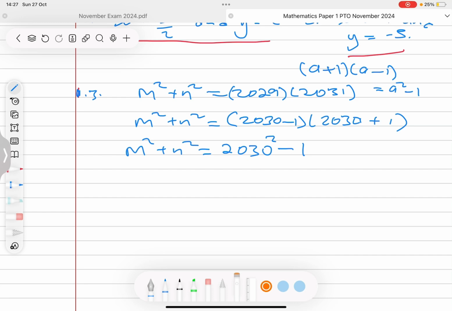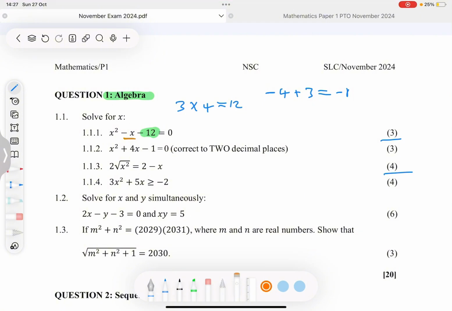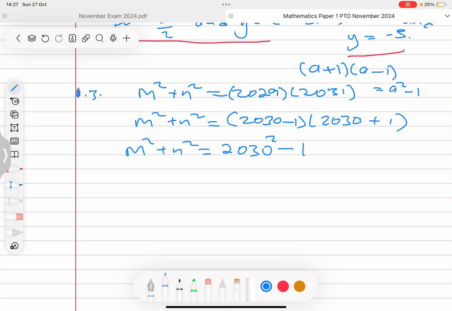Now at this stage, I can see that this looks like what they want us to prove. Do you see here that we have these two m squared and n squared and a plus 1? So I managed to have a 1 there and a 2030 as well. So immediately I can see that this 1, if I take it to this side, is going to be positive, so that I have m squared plus n squared plus 1 is equal to 2030 squared, right?